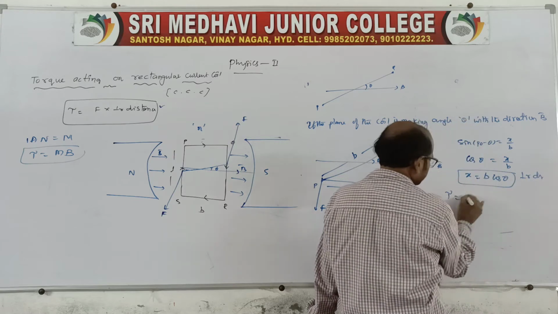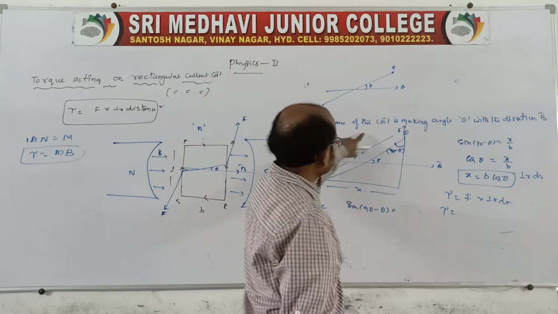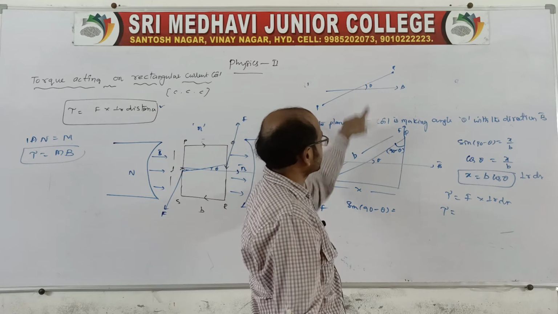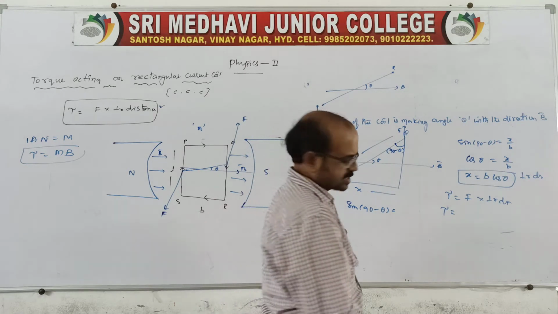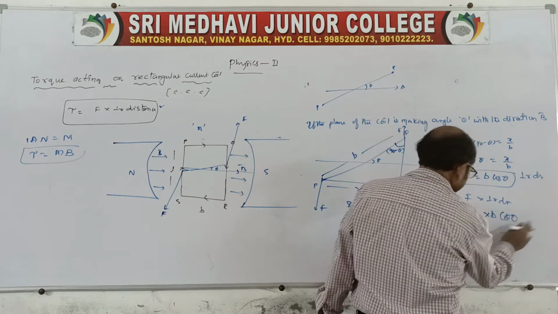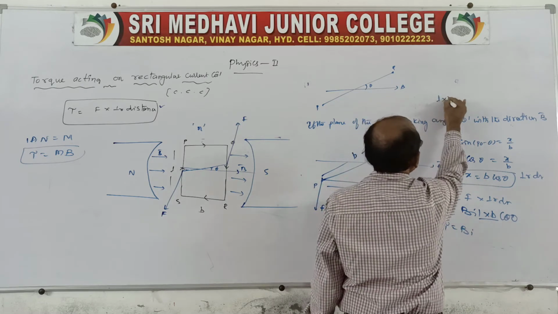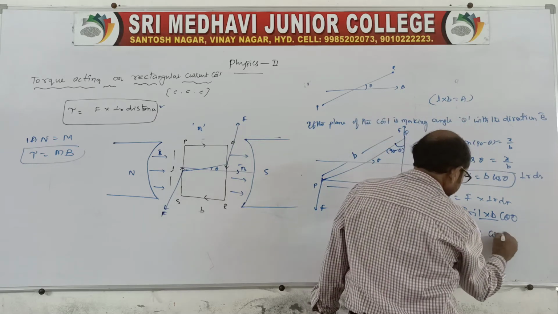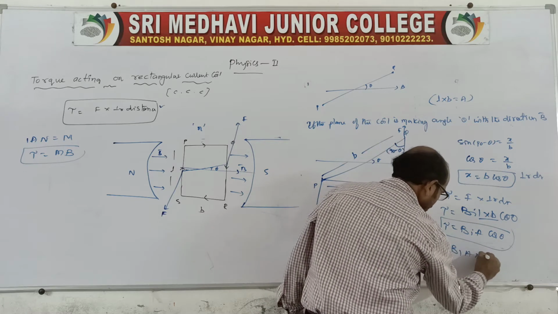Now torque is equal to force into perpendicular distance, right? So when the plane of the coil is making an angle theta with the direction of B, force is nothing but BIL into b cos theta. So torque is equal to BI L into b, where L into b is nothing but the area of the coil, right? So here A cos theta. If the coil contains N number of turns, then you say BIAN cos theta.